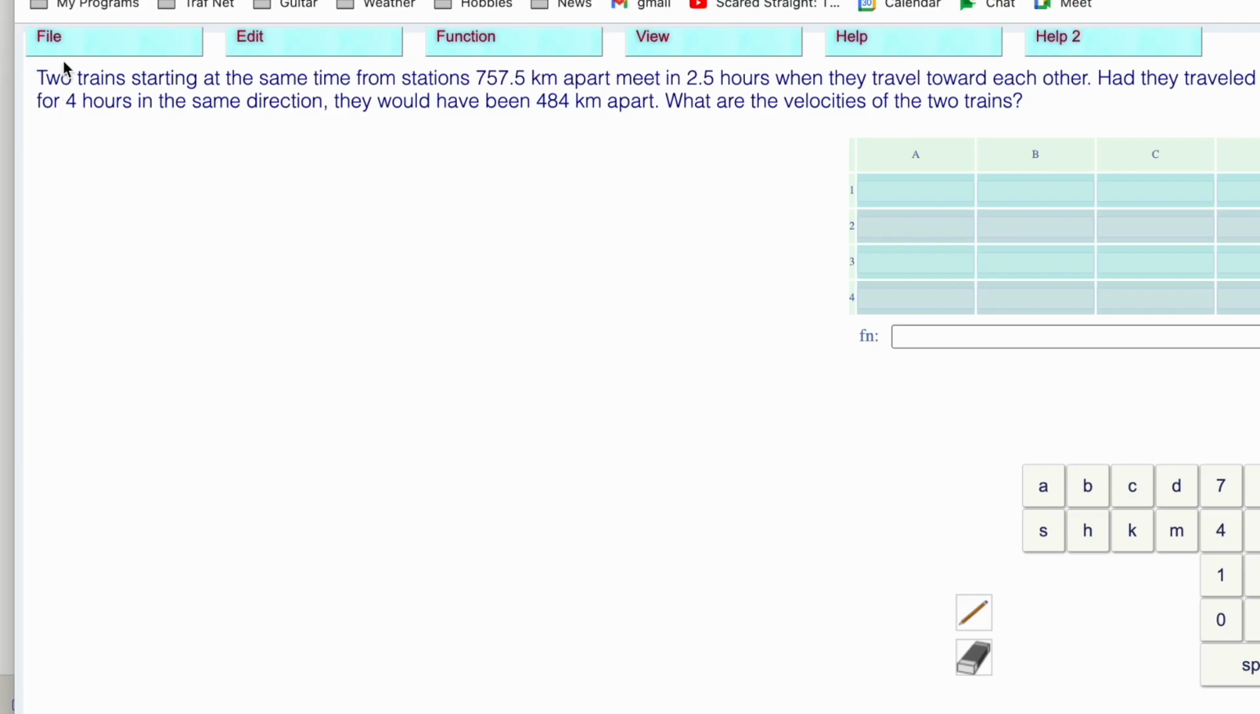Here's a level 14 type question. Two trains starting at the same time from stations 757.5 kilometers apart meet in 2.5 hours when they have traveled towards each other. Had they traveled for 4 hours in the same direction, they would have been 484 kilometers apart. What are the velocities of the two trains?